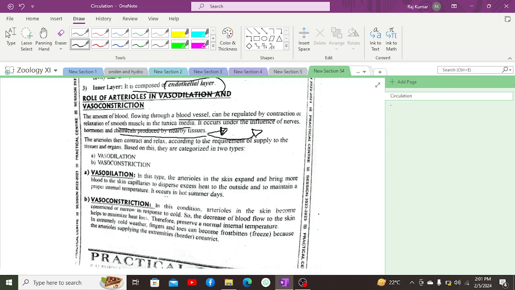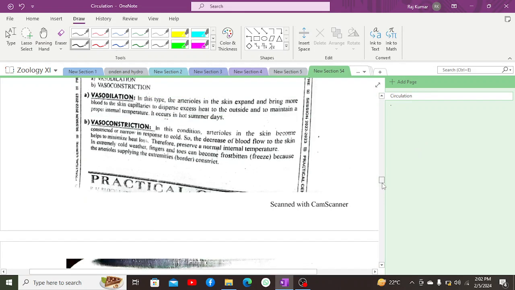Apart from that, an important hormone in the sympathetic nervous system is sympathin, which causes the release of norepinephrine and epinephrine, or noradrenaline and adrenaline, both collectively known as sympathin, which causes an increase in the heartbeat as well as vasodilation. When it comes to the parasympathetic nervous system, an example is the vagus nerve. The vagus nerve causes the release of acetylcholine, as a result of which it decreases the heartbeat and causes vasoconstriction as well. Arterioles are contractile according to the requirement of the supply of tissues and organs, and they are divided into vasodilation and vasoconstriction.